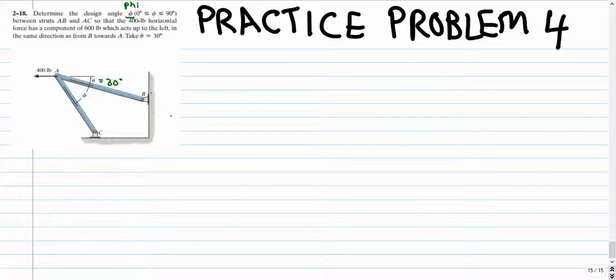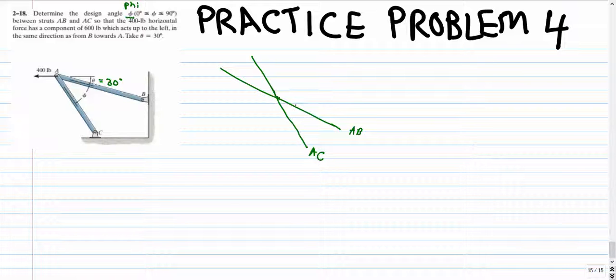So let's first start by drawing the axes and how they would look. This is our AB axis and this is our AC axis. This angle in the middle is phi, while this angle is given to be theta, and is 30 degrees.